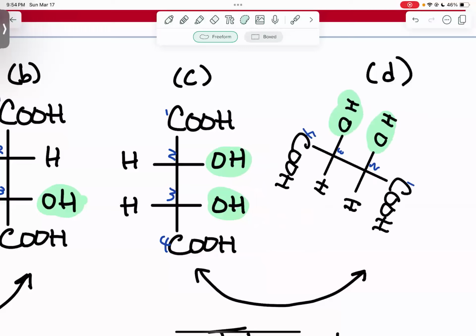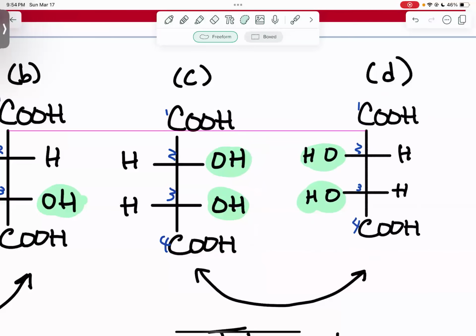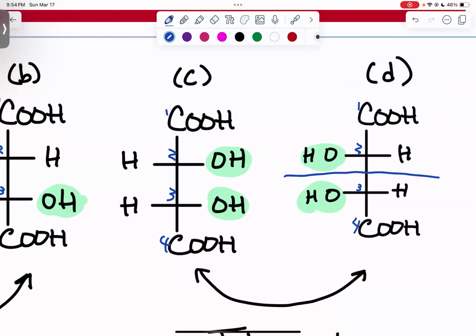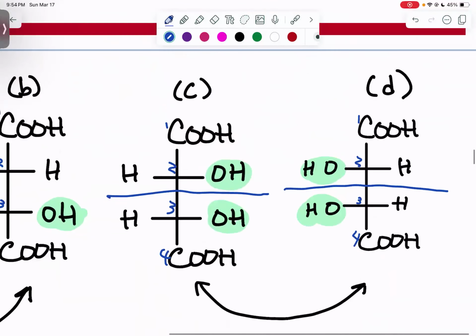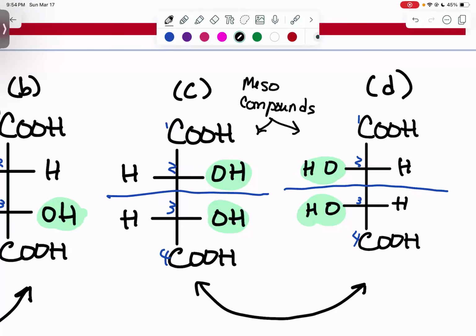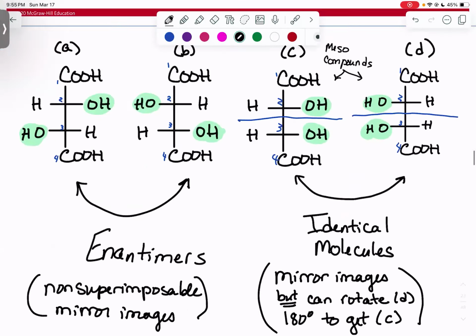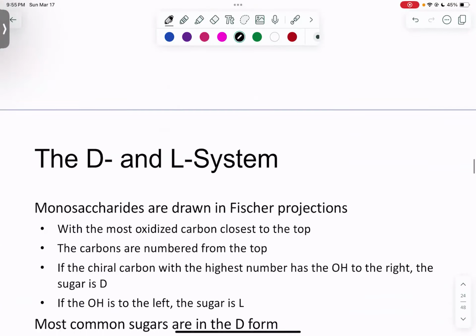And that's because this has an internal symmetry. If I drew a line right here, the top is exactly the same as the bottom. So we call these meso compounds. They're identical mirror images. That internal symmetry allows you to just rotate it 180 degrees and it's the same molecule.